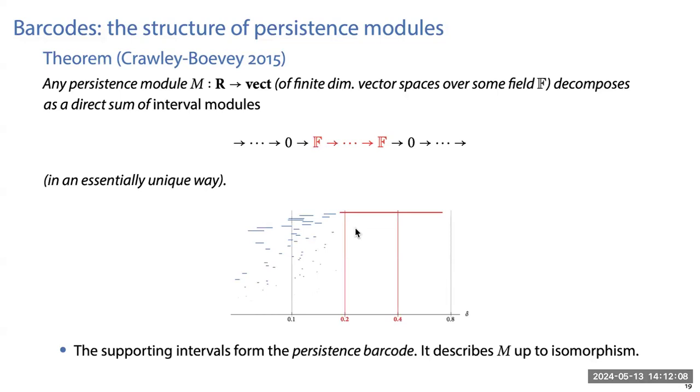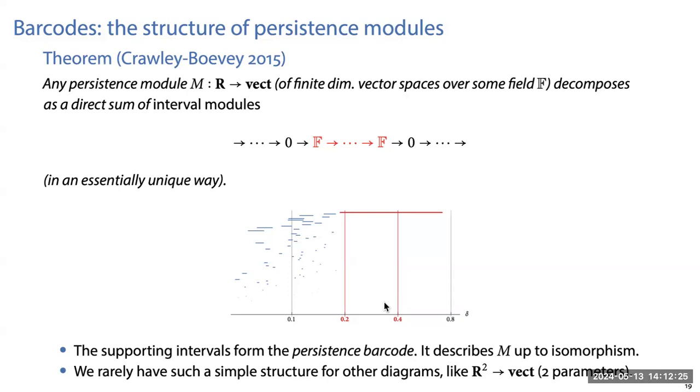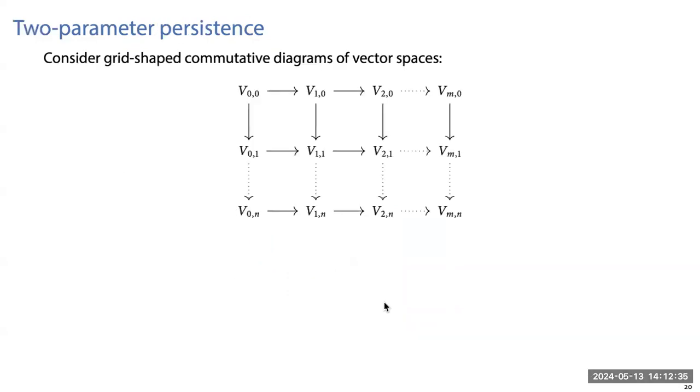So the persistence barcode describes the isomorphism type of the persistence module, and that's why we are making use of the existence of this simple description in persistent homology. And it's very unusual because even just going into 2 parameters, you entirely lose this kind of simplicity in the structure. We don't have anything like this for 2 parameters. 2 parameters is something that practitioners would like to work with a lot.